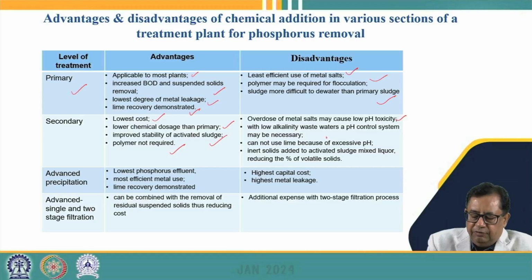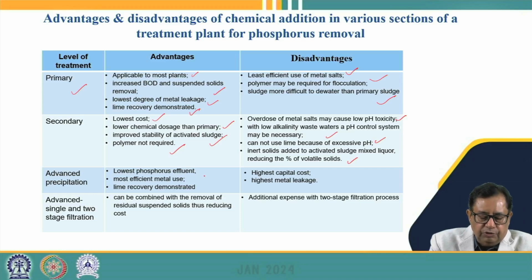Similarly, when we are having low alkalinity wastewaters, in that case the pH control system may become necessary. And we cannot use lime in this process because of the excessive pH, as we already discussed, and a lot of inert solids are added to the mixed liquor volatile suspended solids, and it will reduce the percentage of volatile solids in the sludge.